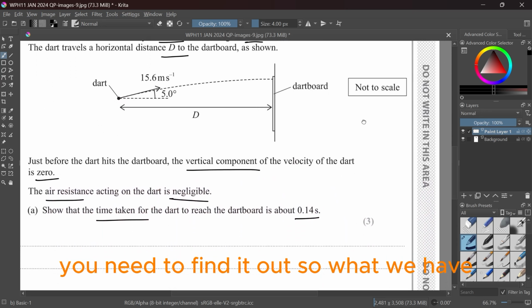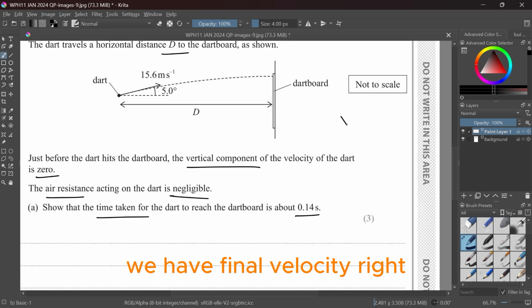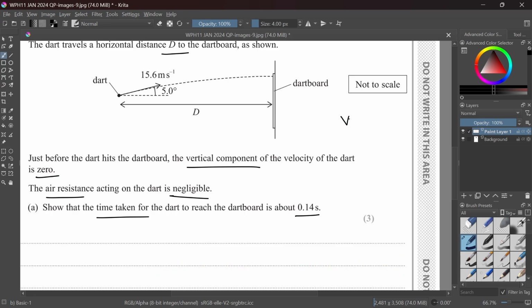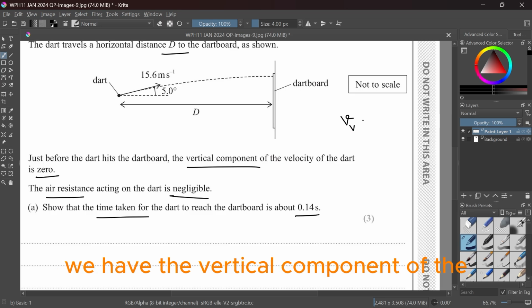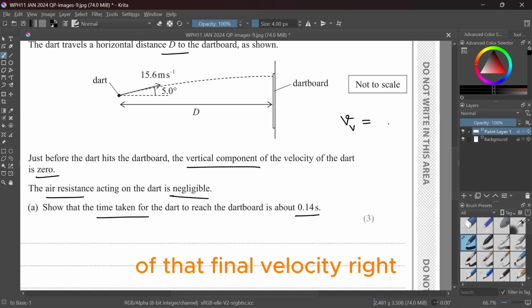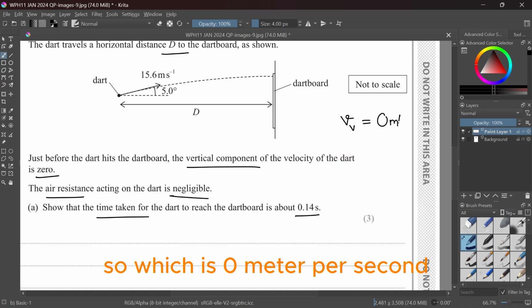You need to find it out. So we have the final velocity, right? And we have the vertical component of that final velocity, which is 0 meter per second.